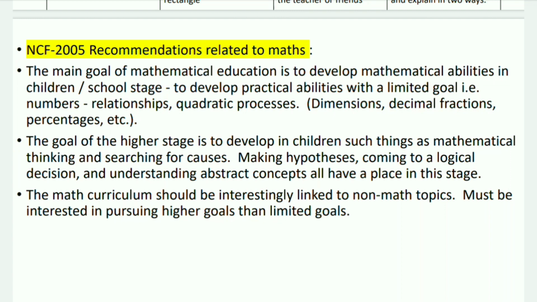The goal of the higher stage is to develop in children such things as mathematical thinking and searching for causes, making hypotheses, coming to a logical decision, and understanding abstract concepts, all of which have a place in this stage. The math curriculum should be interestingly linked to non-math topics, and must be interested in pursuing higher goals rather than limited goals.